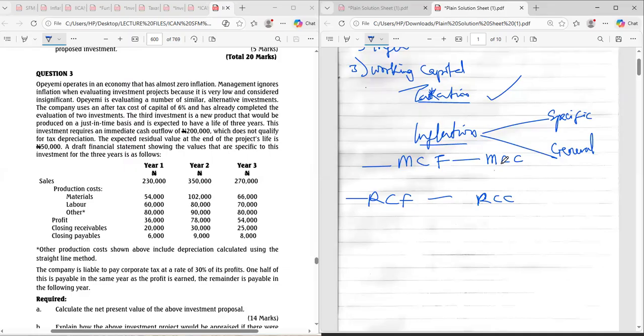You know, your cost of capital is your discount rate. Do you agree with me? Your cost of capital is your discount rate. So when you have a discount rate that does not have inflation inside that rate, what do we call it? Real cost of capital. It is a discount rate that does not incorporate inflation inside of it. That's your real cost of capital.